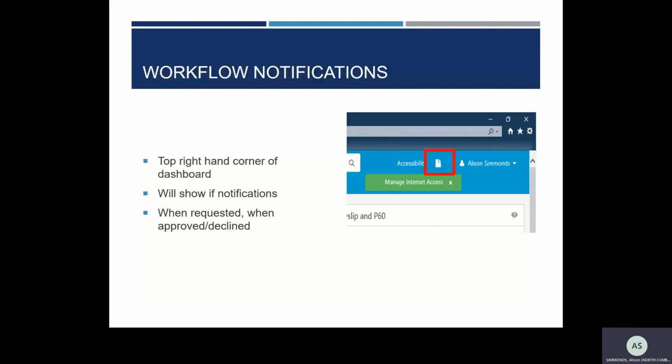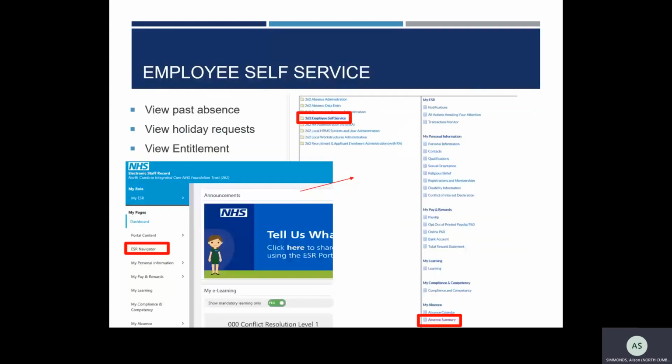Once you have submitted this, you will get a workflow notification. These are just notifications that something has occurred on your record. You can view these by clicking on the folded paper icon at the top right-hand corner of your ESR dashboard. Once you click on this, you will get a list of your notifications. You will get a notification when you have requested annual leave, and you will also get a notification when your manager has approved or declined your annual leave.